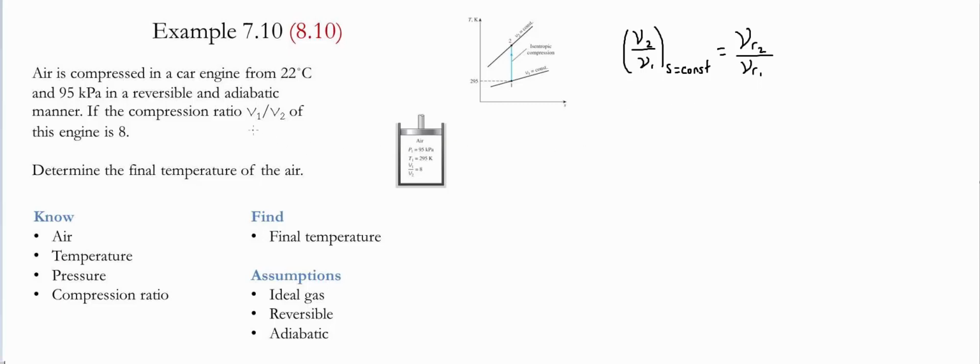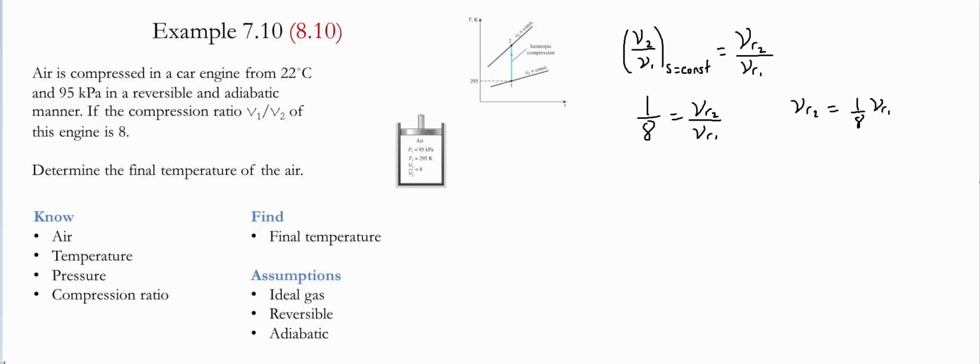According to the information provided, this ratio is equal to 1/8, and this is the relative at 2, the relative at 1. So we're going to solve this equation for the relative specific volume at 2, which is basically 1/8 of the relative specific volume at 1.